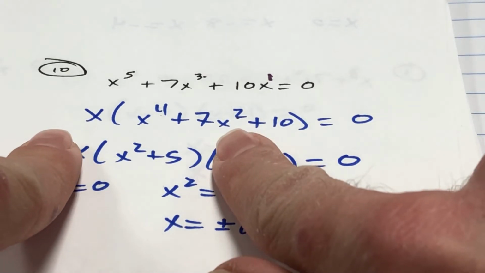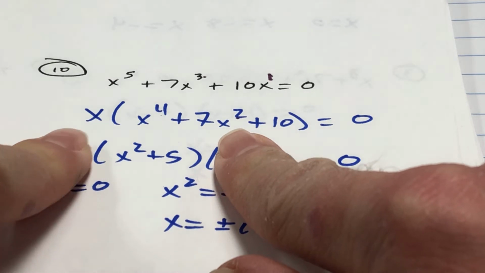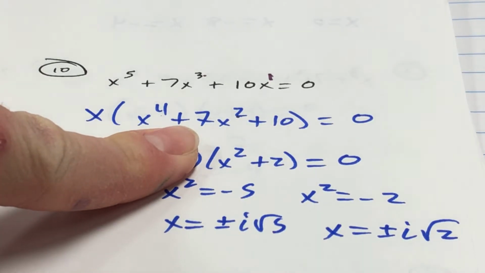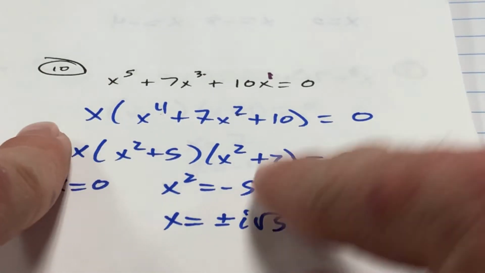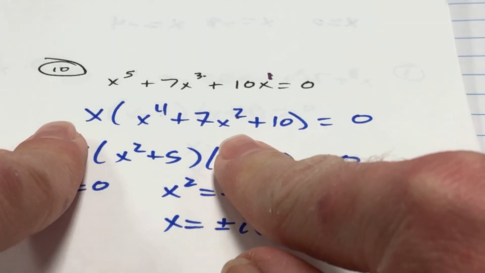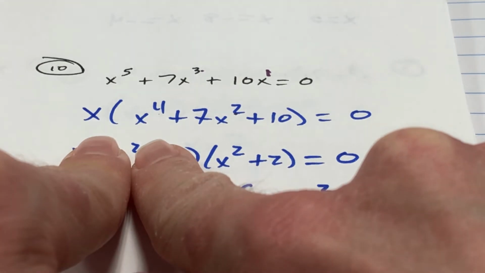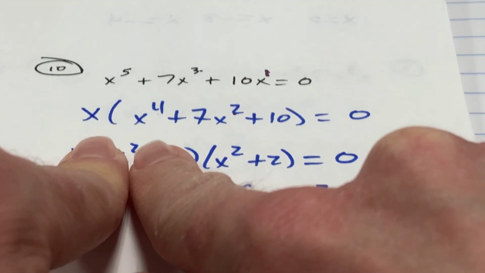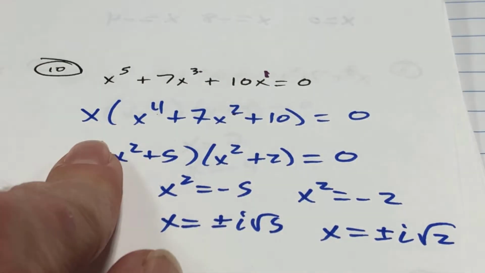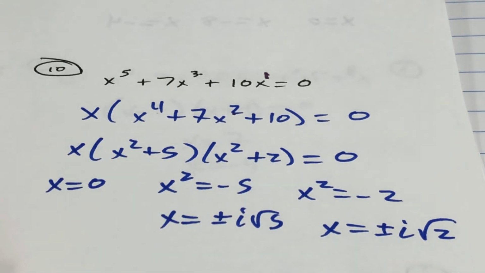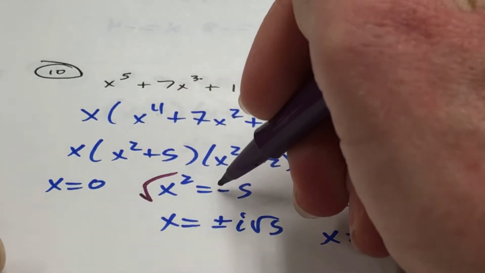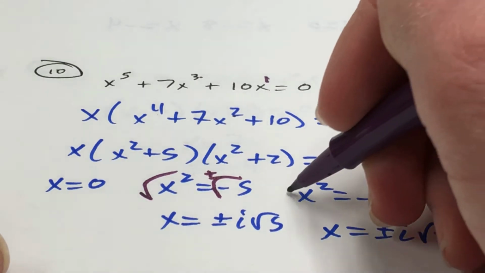Then I have x squared plus 5 equals 0. Then I have x squared plus 2 equals 0. So when I had x squared plus 5 equals 0, I subtract 5 from both sides. I get x squared equals negative 5. And when I had x squared plus 2 equals 0, I subtract 2 from both sides. Get x squared equals negative 2. All right. Can take the square root of both sides. Don't forget about plus or minus.